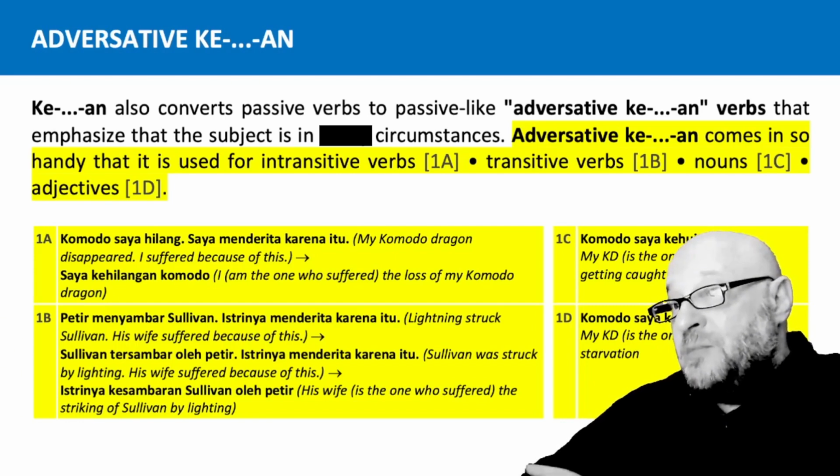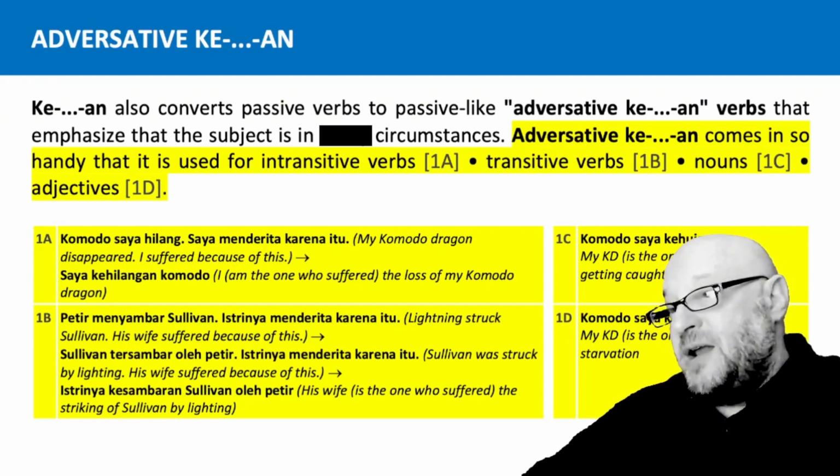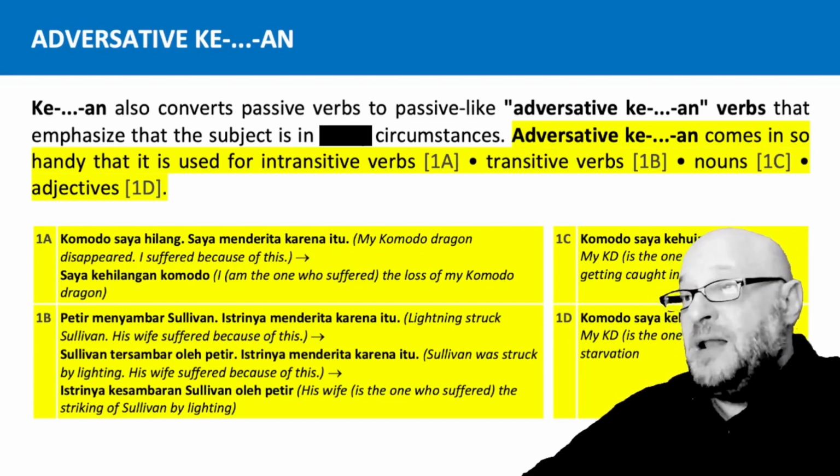Example 1b, petir menyambar Sullivan. Istrinya menderita karena itu. Lightning struck Sullivan. His wife suffered because of this. First becomes Sullivan tersambar oleh petir. Istrinya menderita karena itu. Sullivan was struck by lightning. His wife suffered because of this. And finally, in the adversative ke-an form, istrinya kesambaran Sullivan oleh petir. His wife is the one who suffered the striking of Sullivan by lightning.